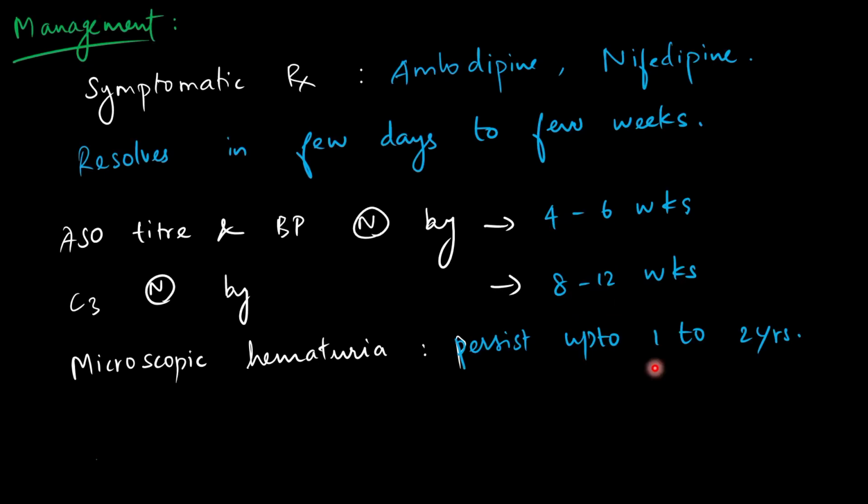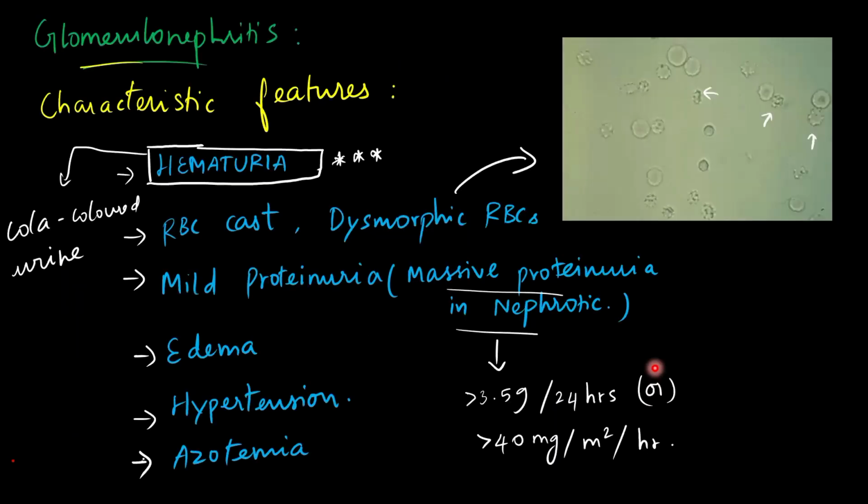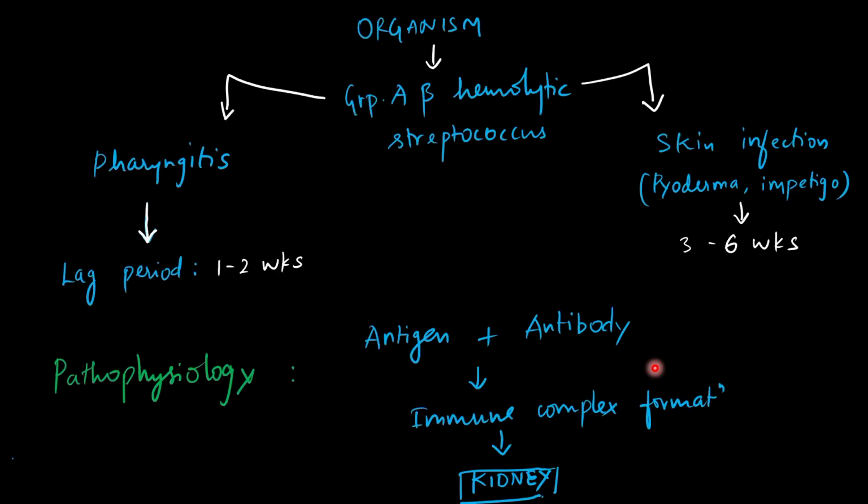So with this, we are completing post-streptococcal glomerulonephritis. The recap of what we have seen is, you have to remember the characteristic features, those 5 features: hematuria, RBC cast, dysmorphic RBCs, mild proteinuria, edema, hypertension. Azotemia, if you remember, you can write, or else it's not a big deal. So hematuria, RBC cast, dysmorphic RBCs, mild proteinuria, edema and hypertension.